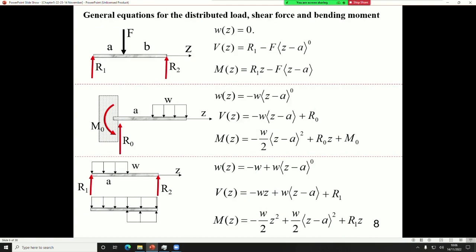So I showed you, we already knew, how to write the general equations for a beam subject to bending. As I said, because different sets of loads can be applied to a beam, in order to find the stresses, deflection, or any other information about the beam, the first thing we need to do is write the general equations for the distributed load, shear force, and bending moment.